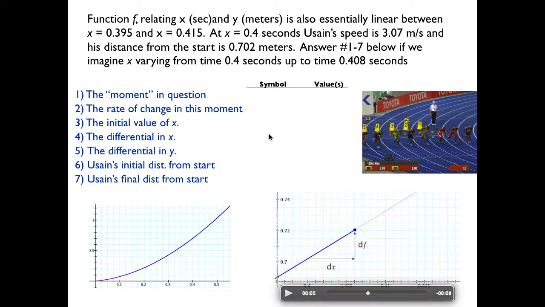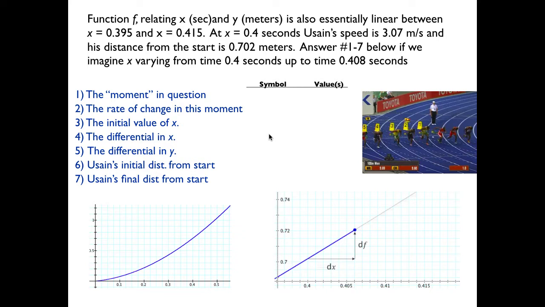At time x equals 0.4 seconds, that's what this end of this little triangle that's growing is. So at time x equals 0.4 seconds, his speed is 3.07 meters per second. How would you know that? Like, what would you be looking at in this graph to know that? Is that an x coordinate? Is it a y coordinate? Is it something else? If it says his speed is 3.07 meters per second, any thoughts? I said there's a lot of numbers in here. We should probably know where they're coming from.